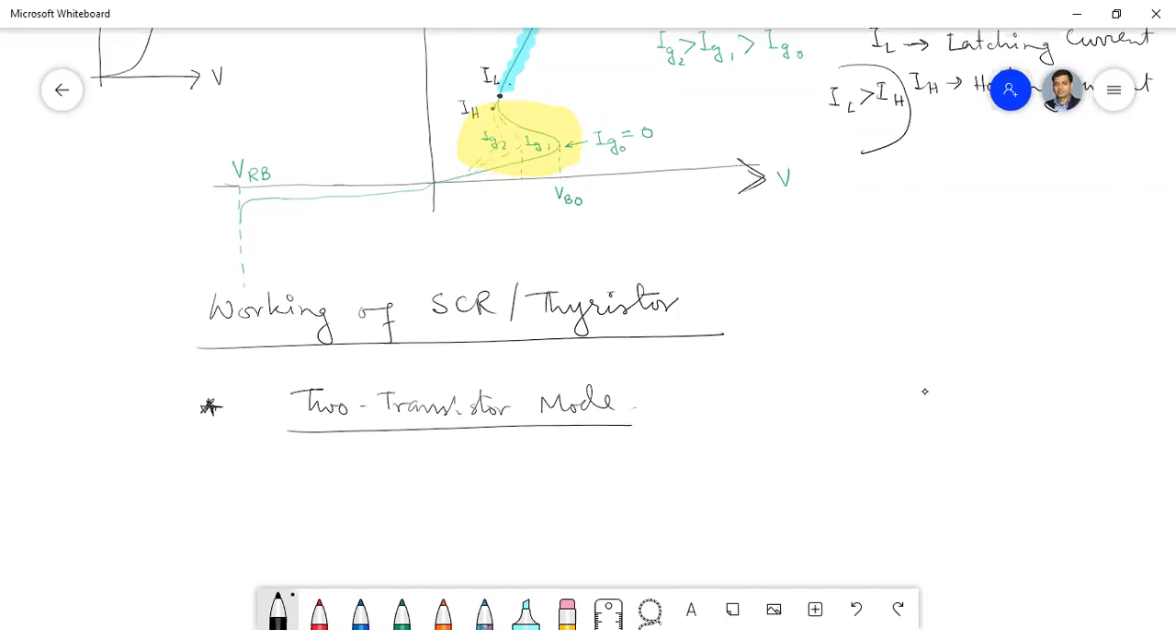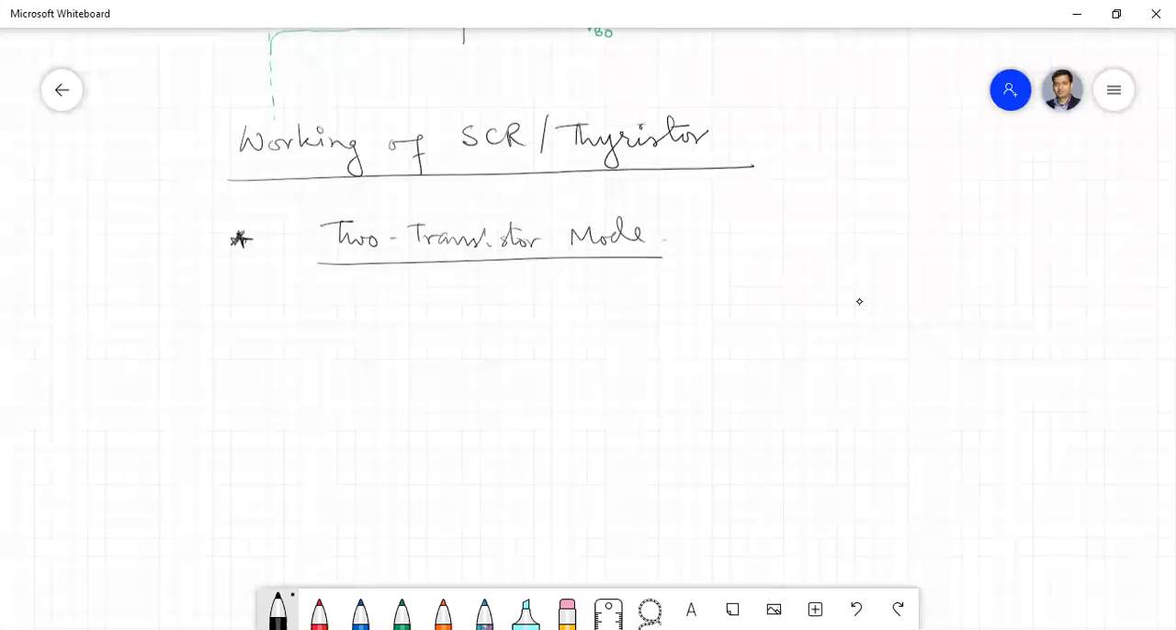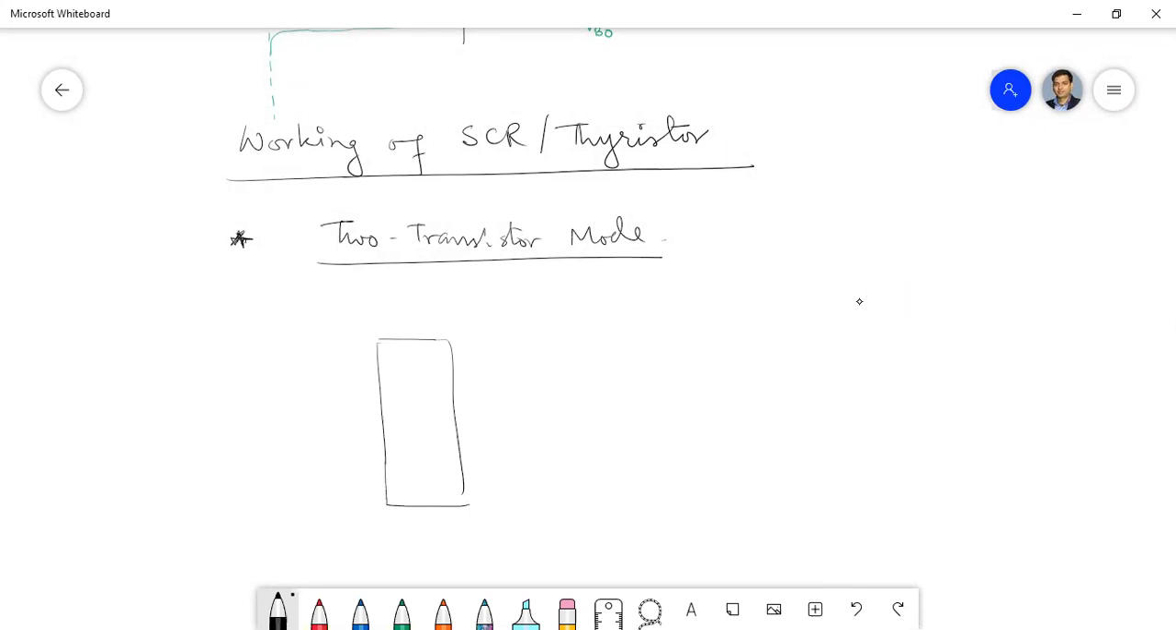Two transistor model. If we see this carefully, you have four layers, P, N, P, N. At the top you have the anode, here you have the gate, and here you have the cathode. Now from here you can see two transistors. One is a PNP transistor, and another is an NPN transistor.